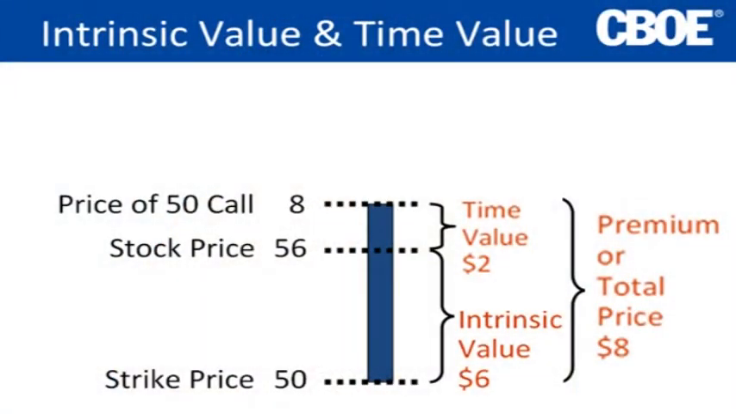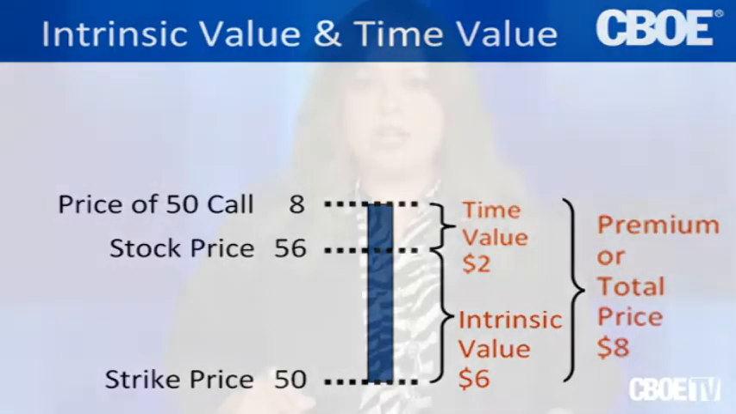Again, looking at the graph, the portion above is the portion of the option's price in excess of intrinsic value, which is $2 per share in this example. This is what is known as time value. Note that the intrinsic value of $6 per share and the time value of $2 add up to the total option price of $8 per share.